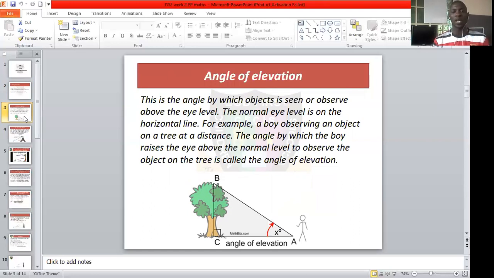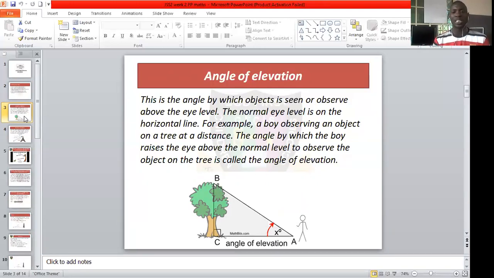The angle of elevation is the angle by which an object is seen or observed above the eye level. When you're talking about the eye level, this is the eye level. The eye level is a level at which your eyes look straight, but any point at which you look above the eye level, looking at an object above the direct horizontal eye level, the angle you make to the point at which you are seeing the object is called the angle of elevation. Looking at the boy, he's looking at the top of a tree. So the angle from the eye level to the point on the tree is called the angle of elevation.